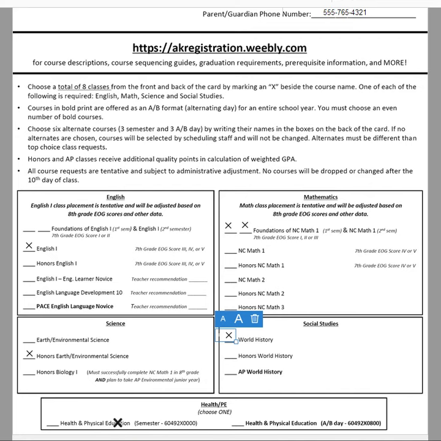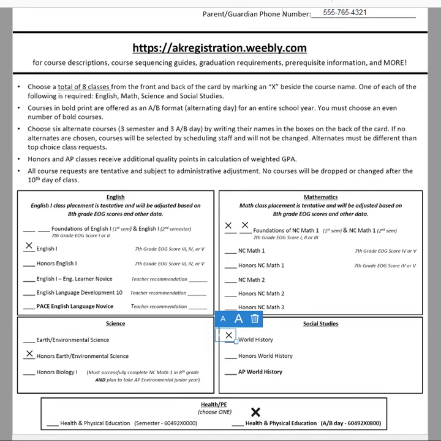It's taught as a 4x4, which is a semester class, and it's also taught as an A-Day, B-Day class, which means every other day for the whole year. Because it's taught both ways, I'm going to wait until I choose my other electives before I decide which way I'm going to take that class, to make sure that I have an even number of bold classes when I turn in my card.